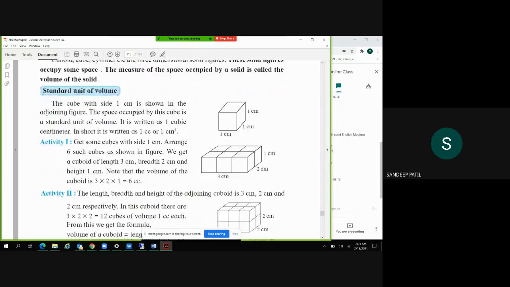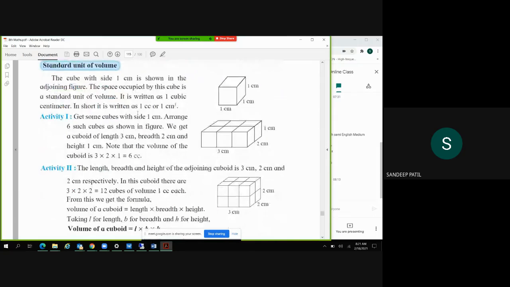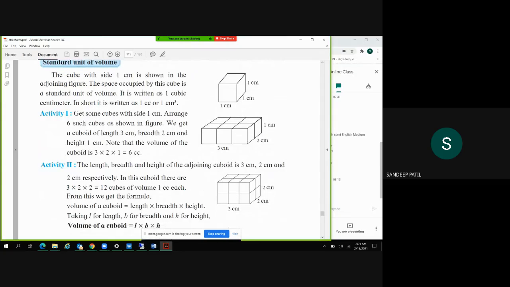तो स्टैंडर्ड यूनिट ऑफ वॉल्यूम क्या है, मतलब अब हमने एरिया का पढ़ा है कि स्क्वायर सेंटीमीटर। सो इसका यूनिट क्या है? यूनिट इज वेरी इंपॉर्टेंट फॉर एनी सच टाइप ऑफ कैलकुलेशंस, राइट? हम विदाउट यूनिट तो बोल नहीं सकते। So what is unit for volume? So the cube with one side 1 centimeter, in adjoining figure, the space occupied by the cube is standard unit volume. So इसे हम unit volume कहते हैं. It is written as 1 cubic centimeter.